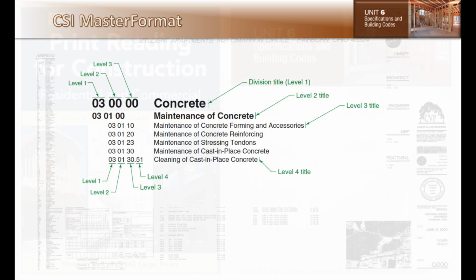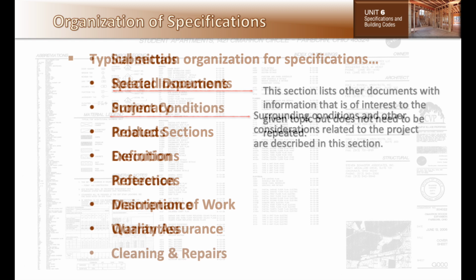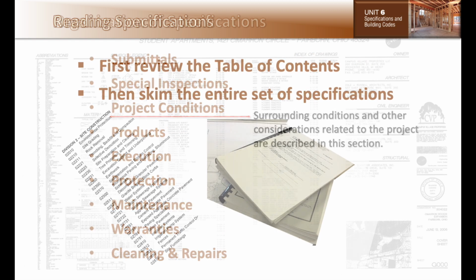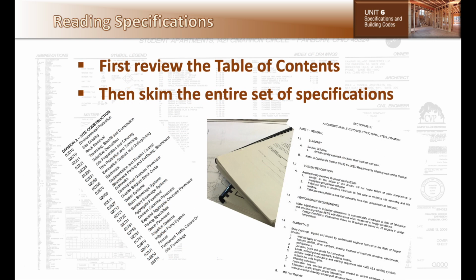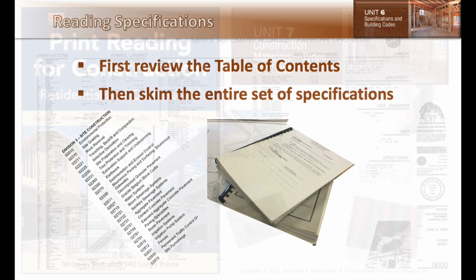Unit 6, we review specifications and building codes. We explain the Construction Specifications Institute's MasterFormat system, how specifications are organized. I call this the anatomy of specifications, including a few excerpts from specifications not in the book, and how to find information in contract documents. Unit 6 is the first unit you will use the large prints.